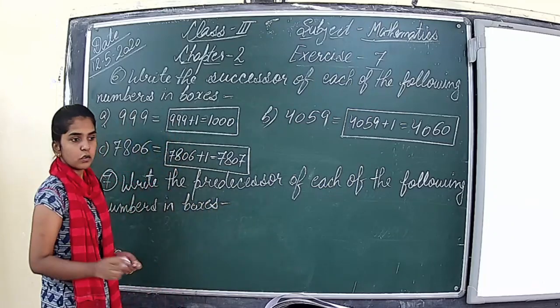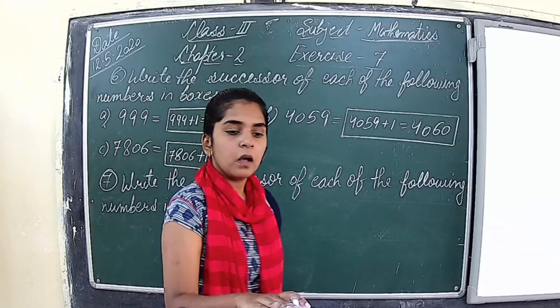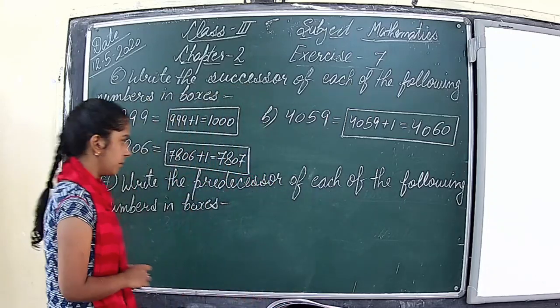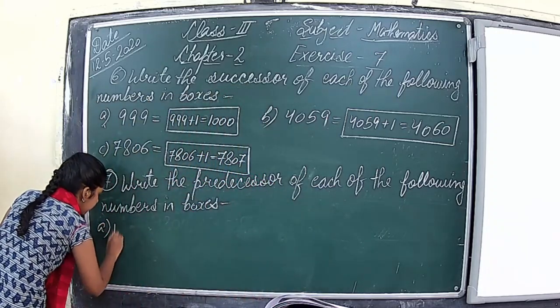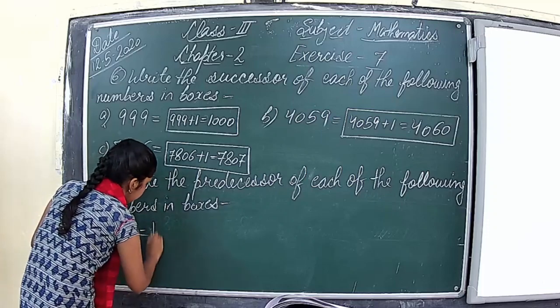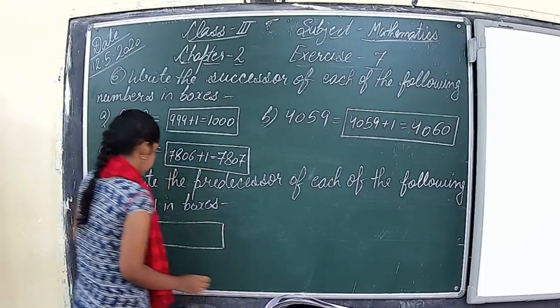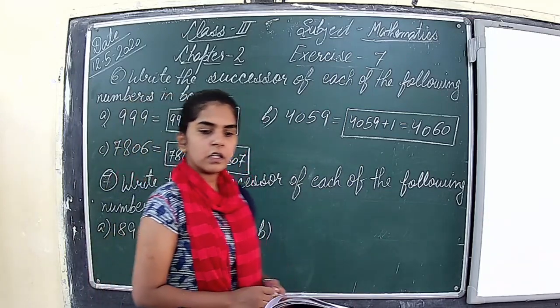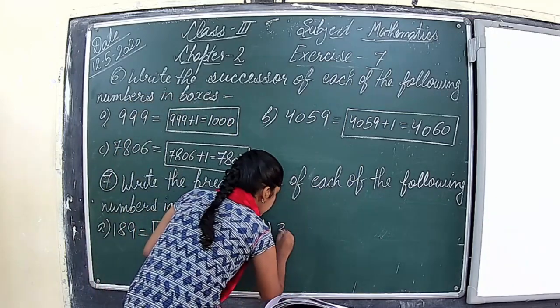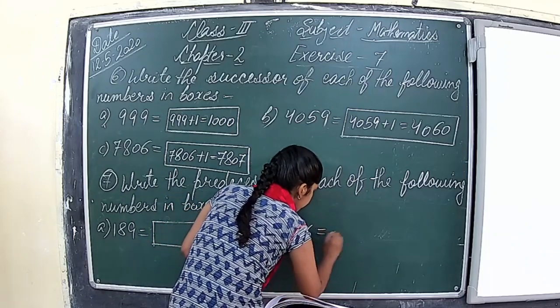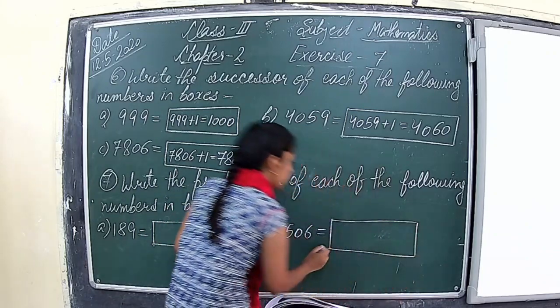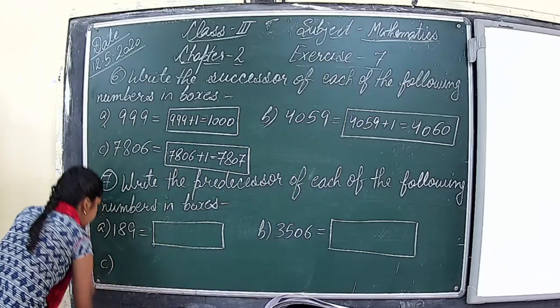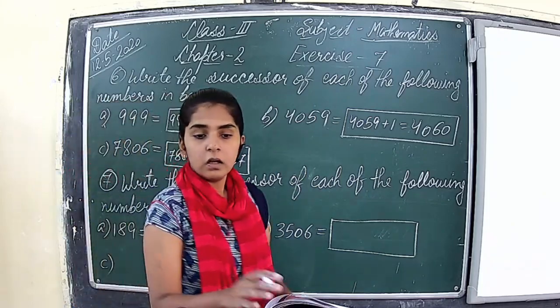Okay? So, first number is 189. Second number is 3506. Third number is 6000.